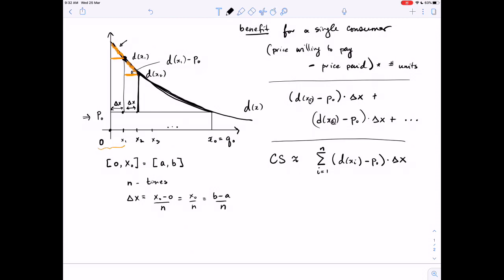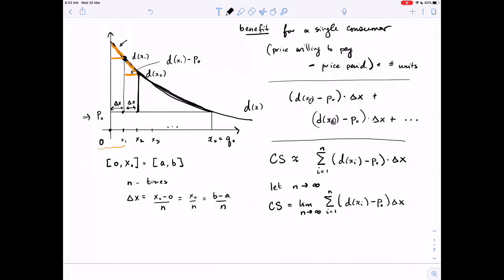And obviously this is not the final answer that we want. We want to take the limit as n goes to infinity of this. We want to divide this not into just n rectangles, but infinitely many rectangles so that we don't have to make these approximations. And so our actual consumer surplus is going to be the limit as n goes to infinity of this sum, which we are probably already recognizing as a Riemann sum type of formula.